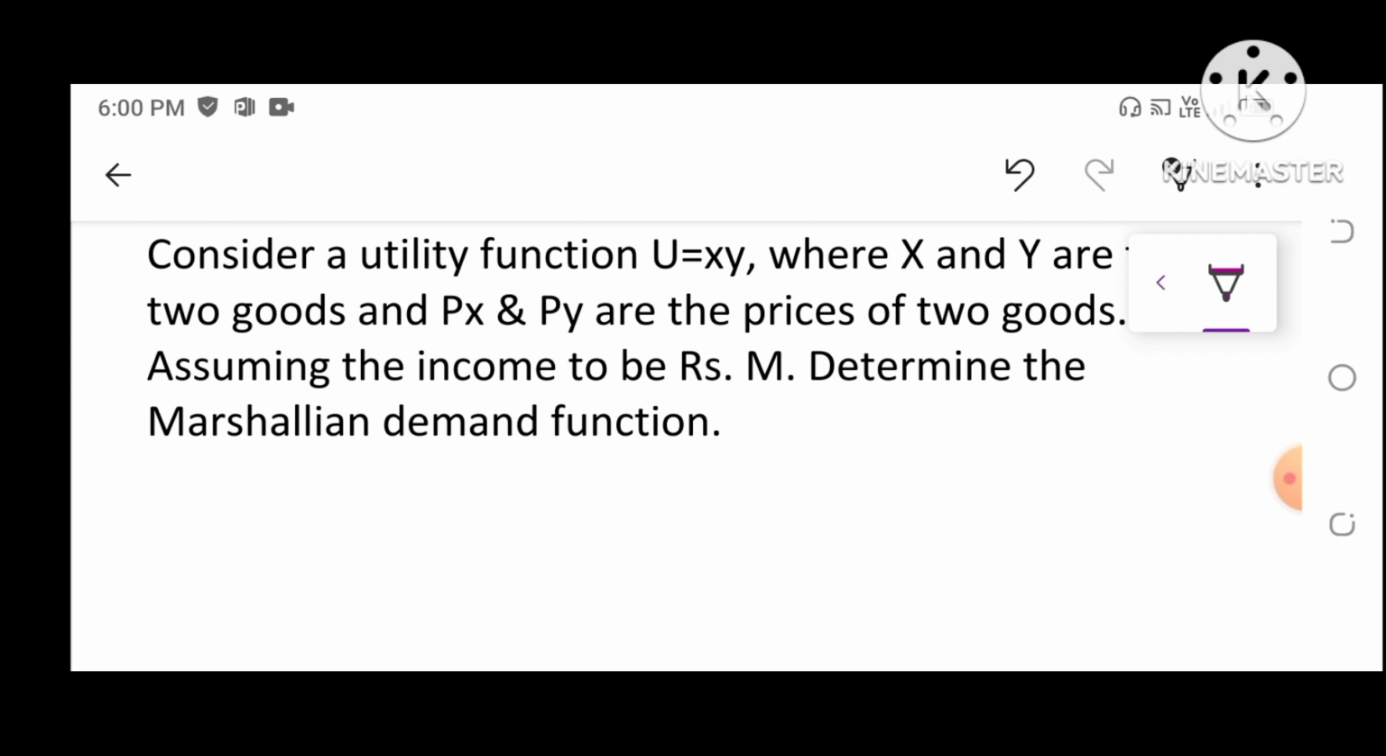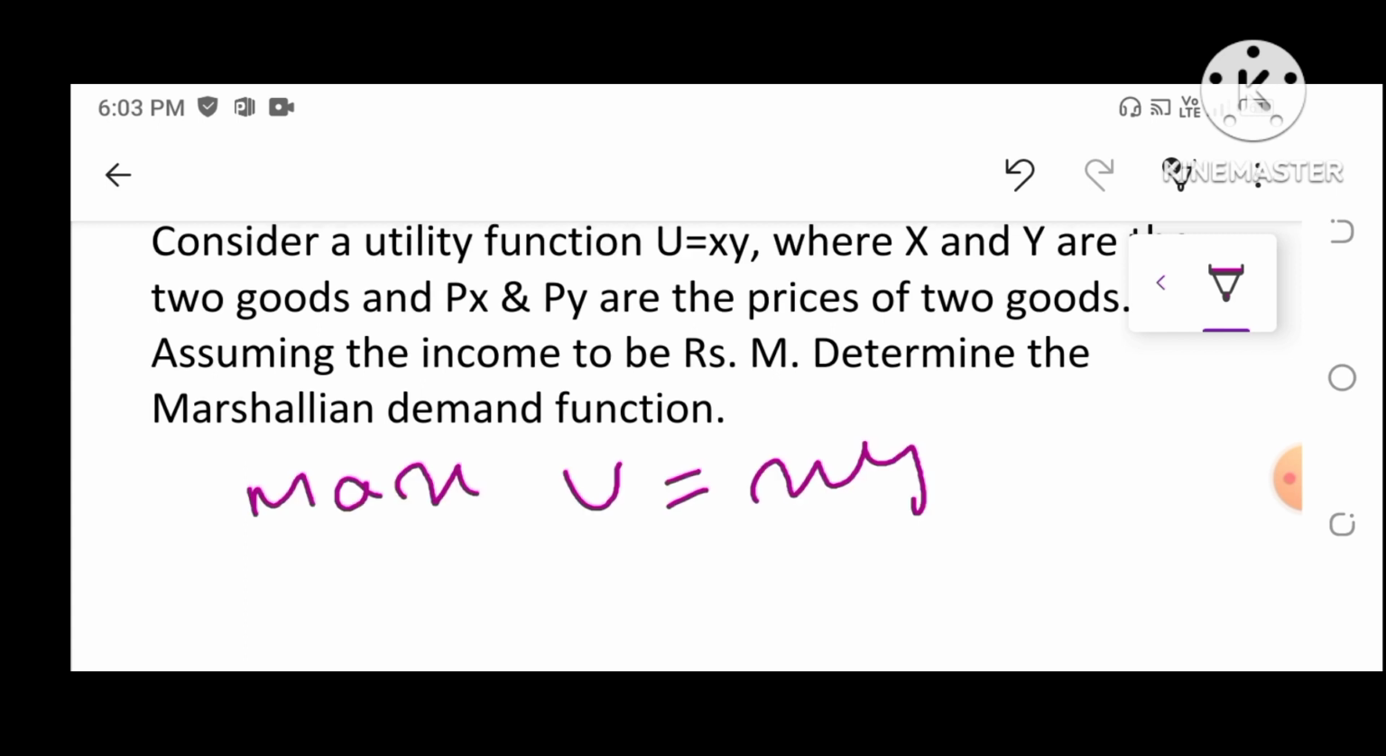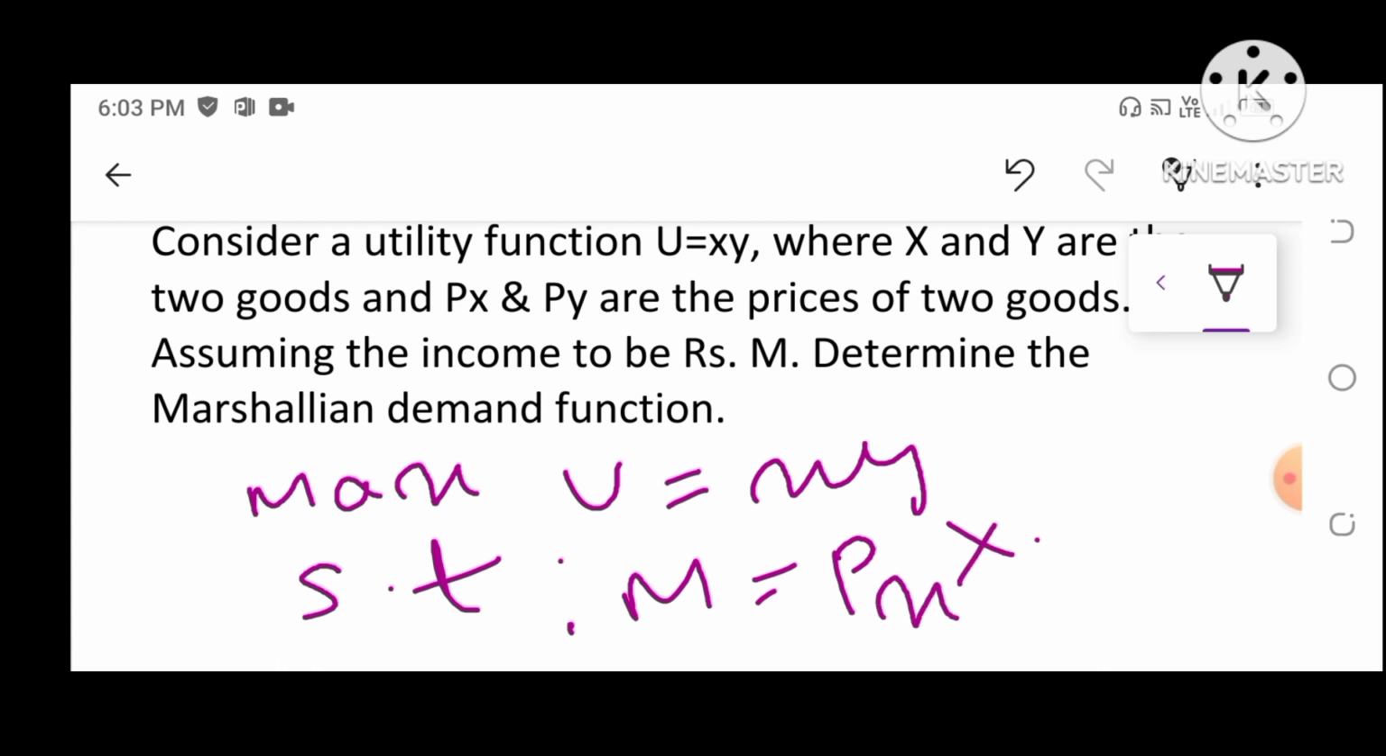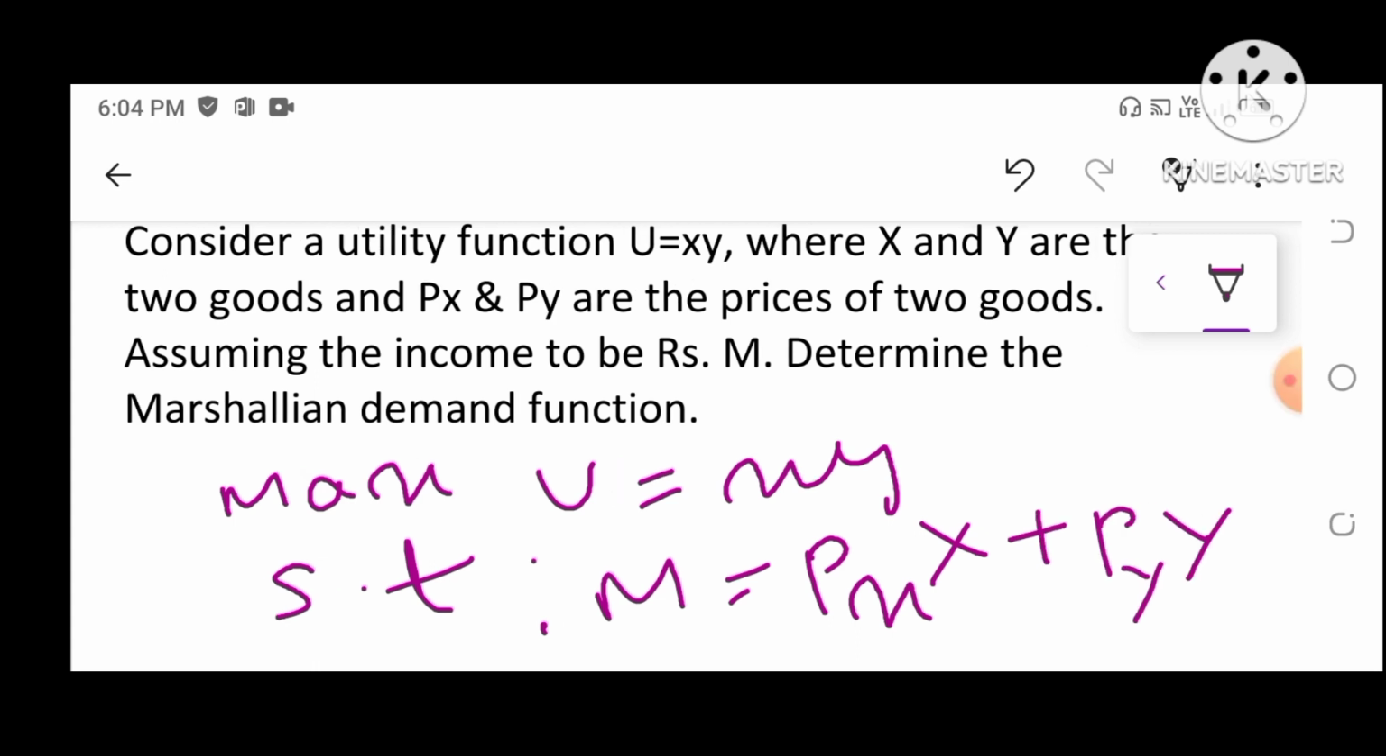a given income. So the optimization problem: maximize utility equal to xy, subject to m, which is equal to price of x times units of x plus price of y times units of y. To solve this problem we have to use a Lagrangian multiplier.